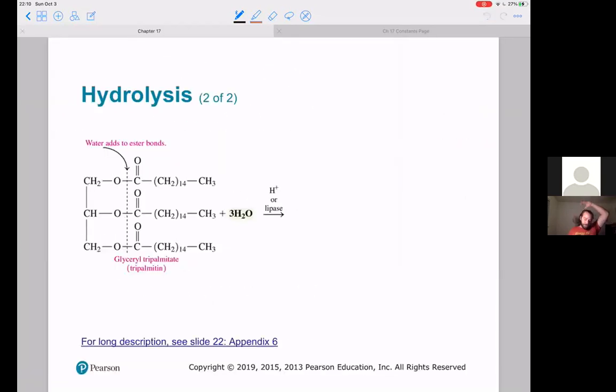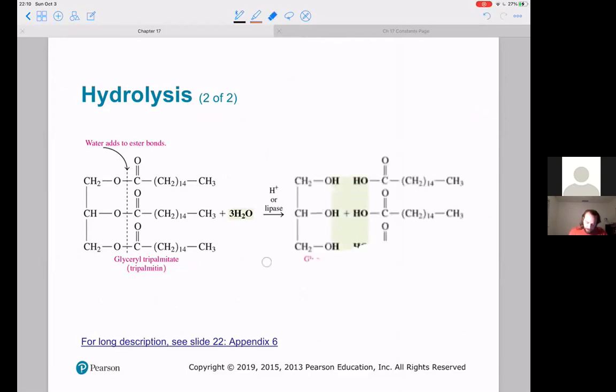Okay, so again, just like we saw before, where we're going to cut it is at that ester bond between the oxygen and the carbonyl carbon. And so what that's going to do is break it up again into glycerol and all the different fatty acid components. So we go from being glycerol tripalmitate to glycerol and 3 palmitic acid molecules.